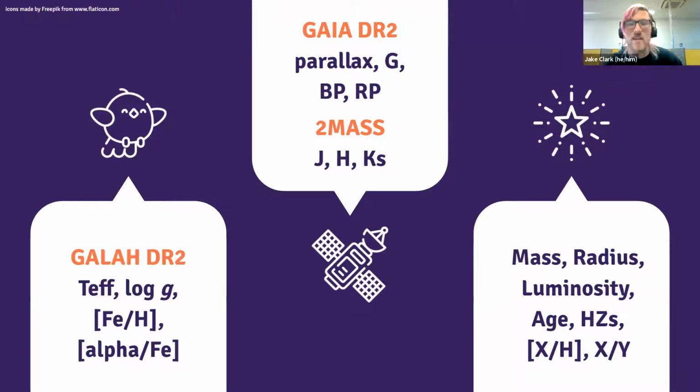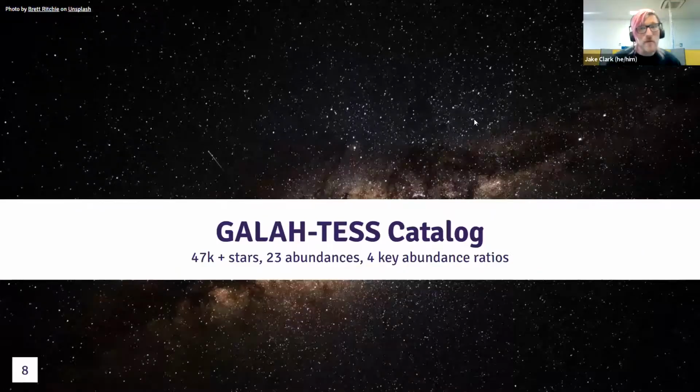And then combining that together, you can get the stellar mass, radius, luminosity, age, habitable zones, and abundances for the stars that are being observed with TESS. And so therefore, going down along those lines, I've created the GALAH-TESS catalog.